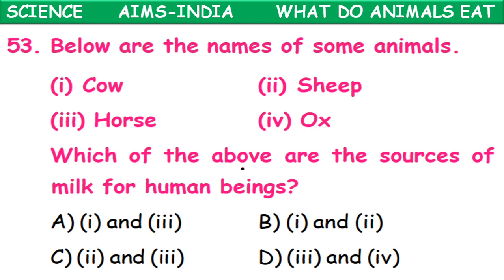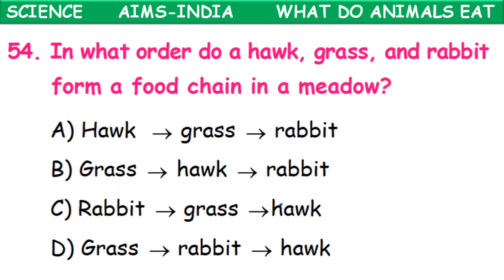Below are the names of some animals: cow, sheep, horse, ox. Which of the above are the sources of milk for human beings? So especially cow, to some extent sheep. The horse milk is not used, and ox is a male one, so 1 and 2. In what order do a hawk, grass and rabbit come? Already completed. So what is that? Grass, rabbit and hawk.